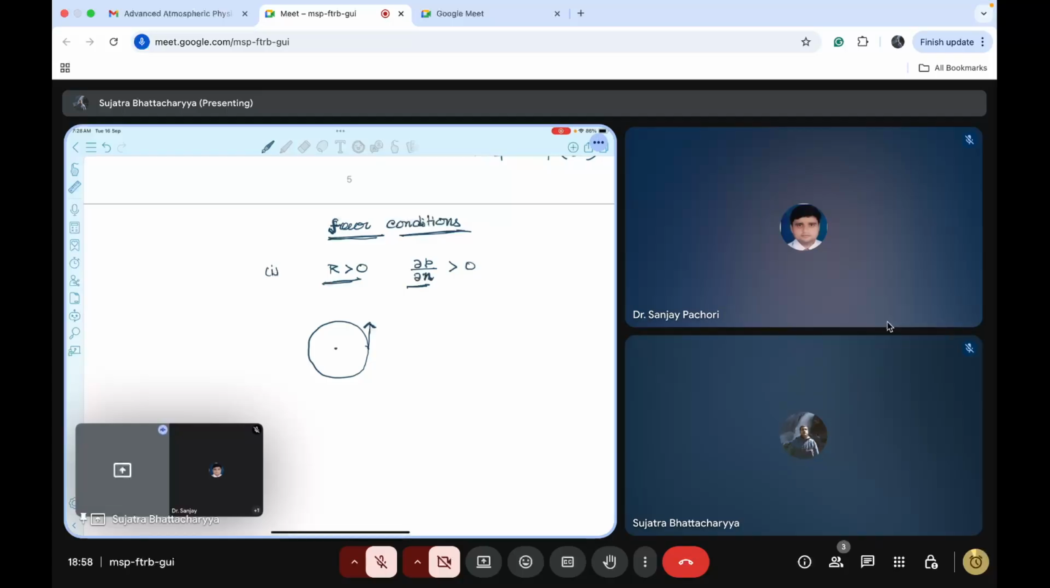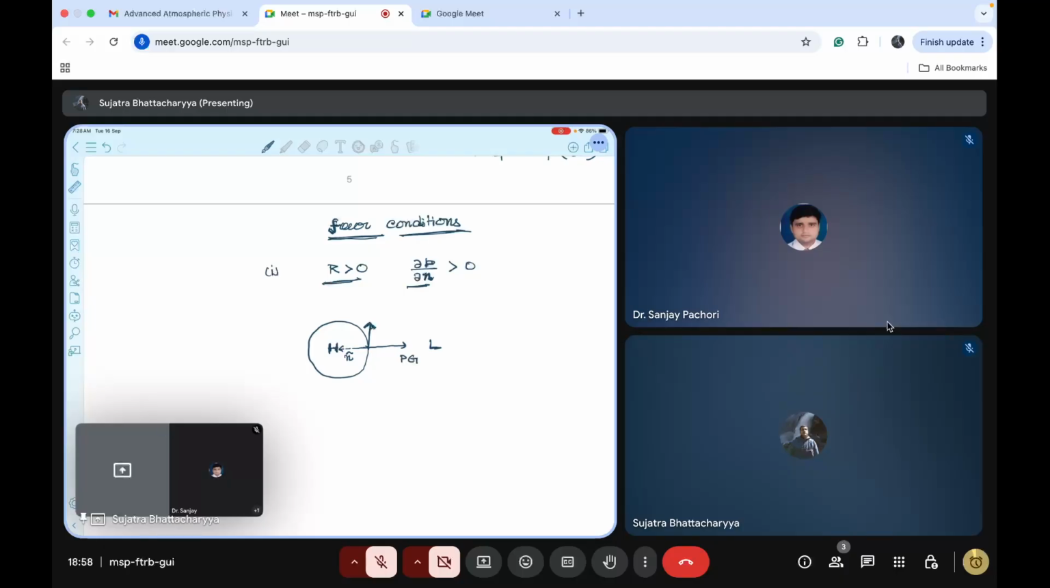Now the normal direction: which one is the normal direction? Leftward to the direction of motion. So if this is the direction of motion, go to the left, this is your n hat direction. In the n hat direction you are saying that the pressure is increasing because delta p delta n is greater than 0. So if your pressure is increasing here, I write here high and somewhere here low. So where will be the pressure gradient force? From high to low. This should be your PG.